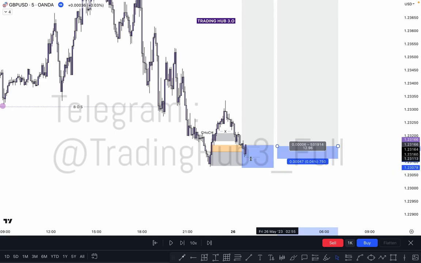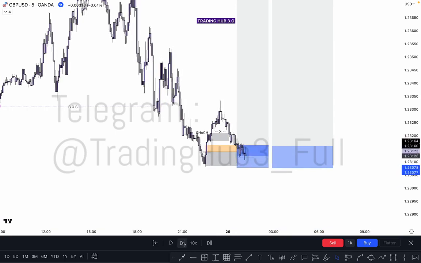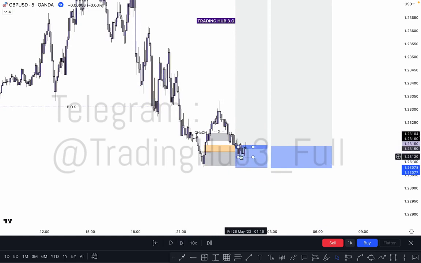But this is not a safer side. So you have to play on a safer side. This is your valid entry for the buy. Okay, execute your entry. And now let's see what's happening here. Look at this one. What happened here?